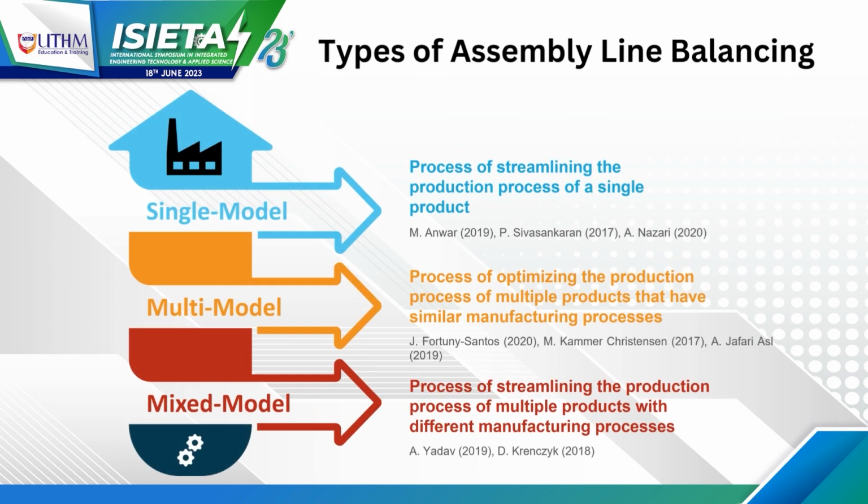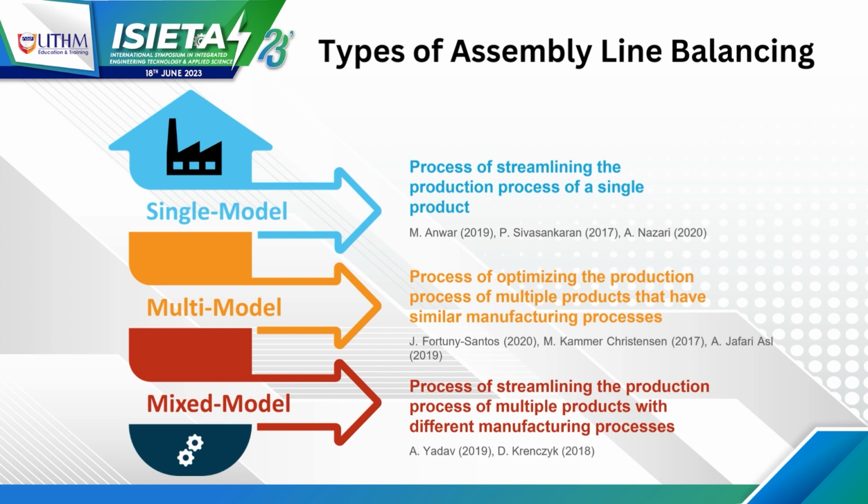Line balancing can be categorized into three main types, which are single model, multi-model, and mixed model line balancing. Single model balancing is a process of streamlining the production process of a single product. In this type of assembly line balancing, a single product is manufactured on the assembly line.